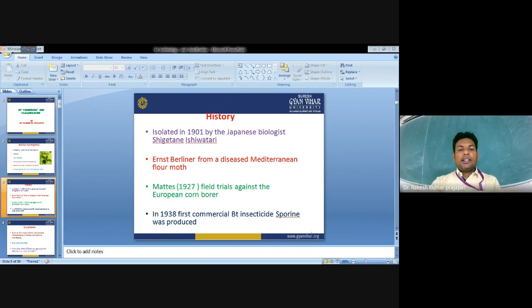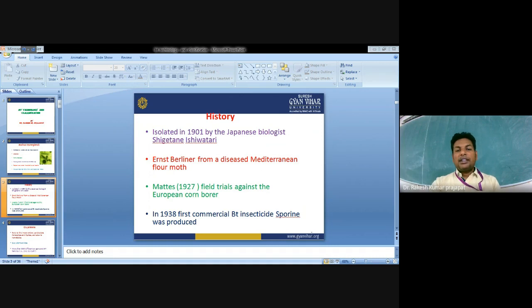Notably, it was not until 1928 that anyone attempted to harness Bt as a tool for pest control. Looking at the timeline: in 1901 Bacillus thuringiensis was isolated by Ishiwata, but he was not able to explain its insecticidal action and just identified it. In 1911 it was re-isolated from moth caterpillars. In 1928, Bt was first used as a tool for pest control.